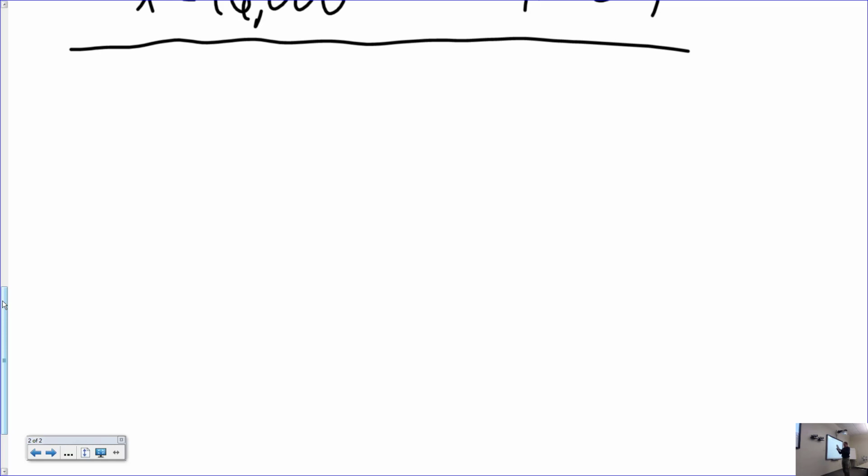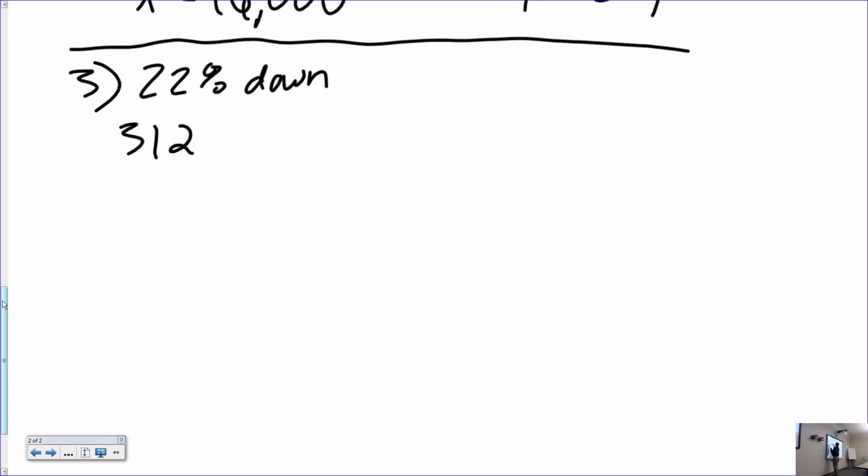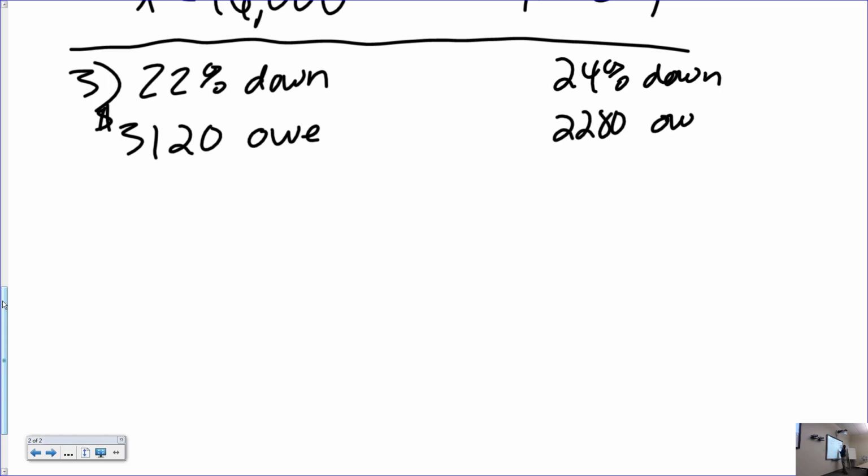All right, so then number 3. Oh, I warned you about number 3. Depending on which one you had, you either put 22% down and you owe $31.20, or you put 24% down and you owe $22.80. The key to these two, folks, is if you put 22% down, what percent do you owe? 80.